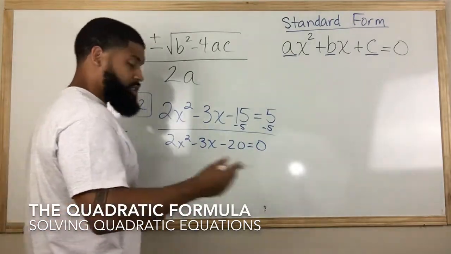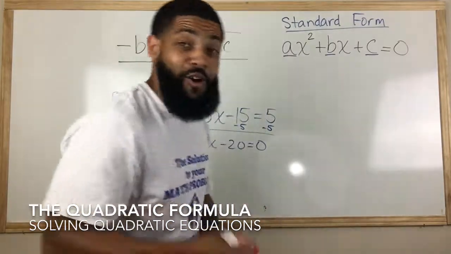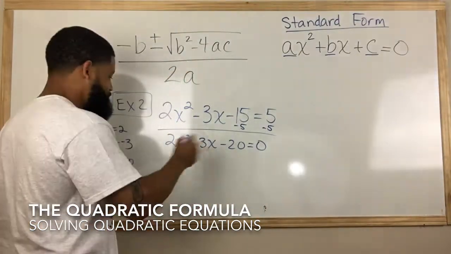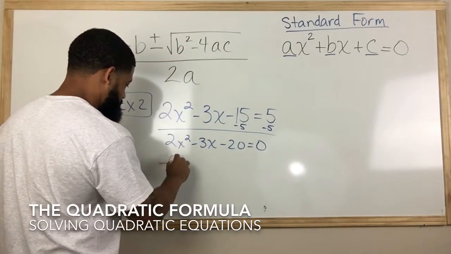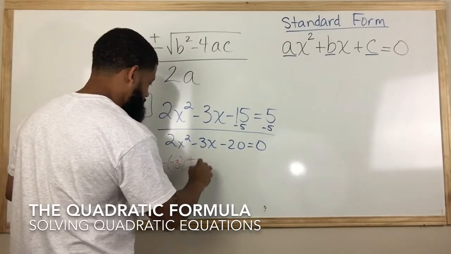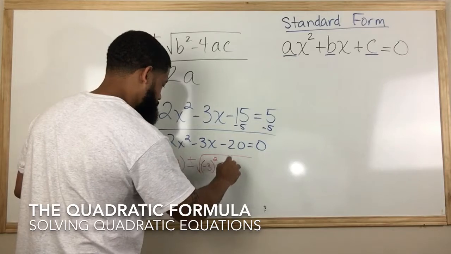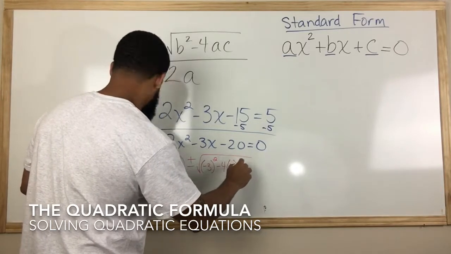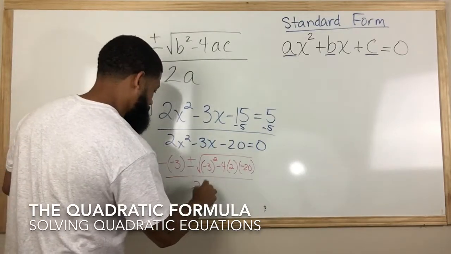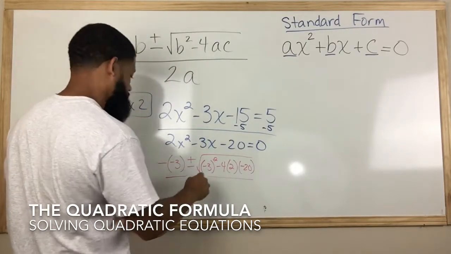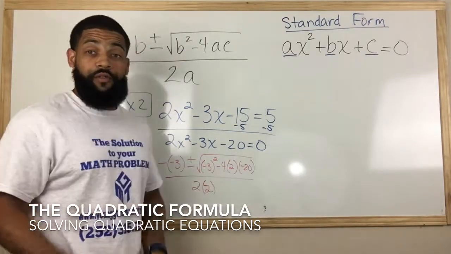Now, here we go. Let's go ahead and plug these in. So when we plug these in, let's use a different color as a matter of fact. Hopefully this color is going to work. So we have negative b, and b is equal to negative 3, so the opposite of negative 3, plus or minus the square root of negative 3 squared minus 4 times 2 times negative 20. Okay? And we want to put that all over 2 times 2. All right? 2a. So we have all of our variables plugged in.